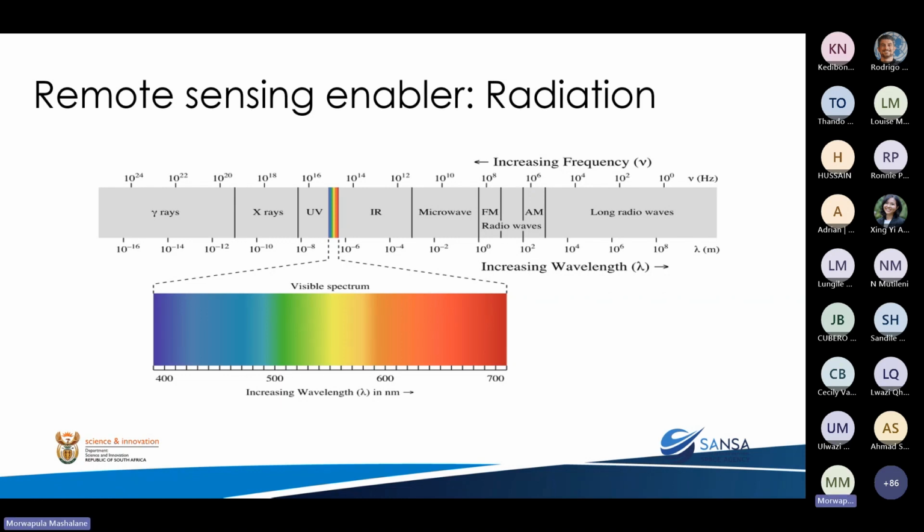For an example, within the visible portion, there are various satellites which are specifically designed to capture certain information from the visible spectrum to the infrared region. And then the microwave region is usually where you find your active sensors. Most of the passive sensors capture information from the visible spectrum up to a certain portion within the microwave.